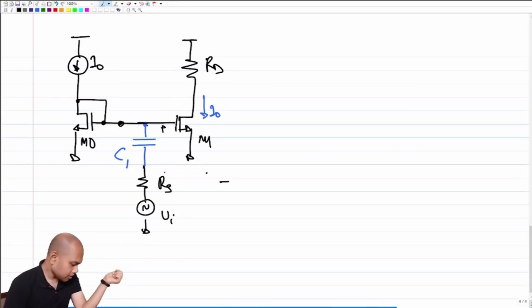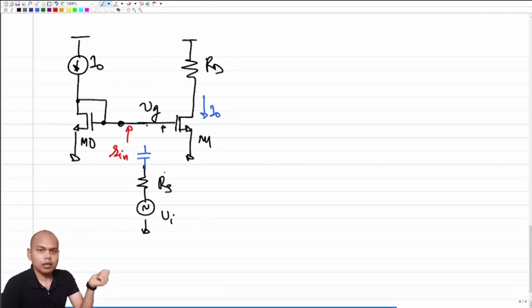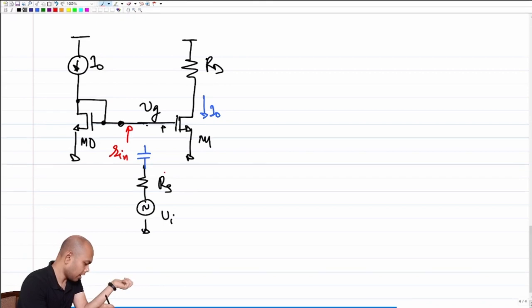Okay, so let's see this. In the incremental picture, what is Vg? How will I know what Vg is in the incremental picture? Clearly, the first thing we have to see is the impedance looking into the node Vg, correct? So we have a capacitor. We are interested to find out what the impedance looking in is. Is this infinity or is this something else? Let's do an analysis and see.